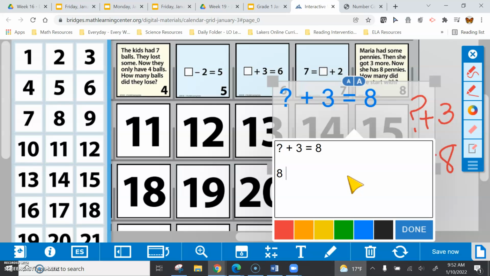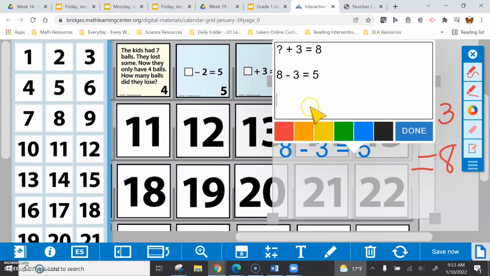If we have 8 and we subtract 3, what do we get? We have 8 and we take away 3. We get 5. So let's plug that answer into our equation. Would 5 plus 3 equal 8? It does. I hope you saw a valuable lesson in that.